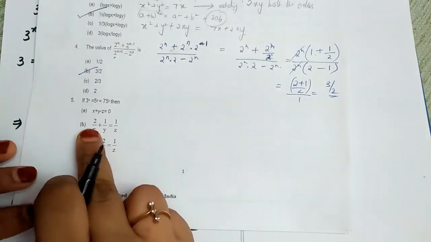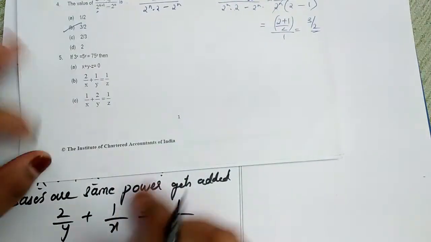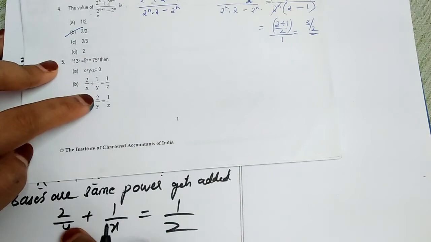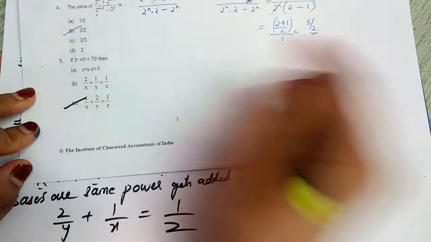Are we having this option here? 1 by x, yes. 2 by y equal to 1 by z, yes. Option C is our answer.